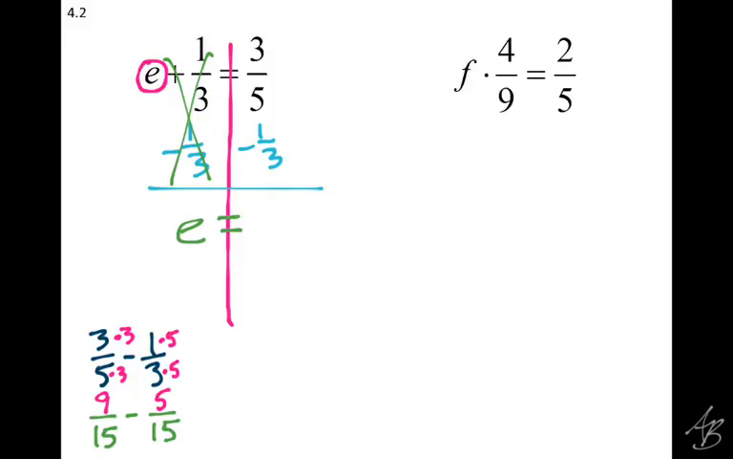So now what we have is 9 over 15 minus 5 over 15, which is, once we get a common denominator, then we can just add or subtract, right? So are we adding or subtracting here?